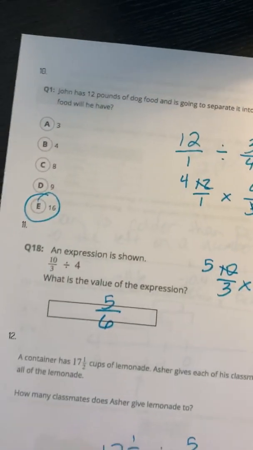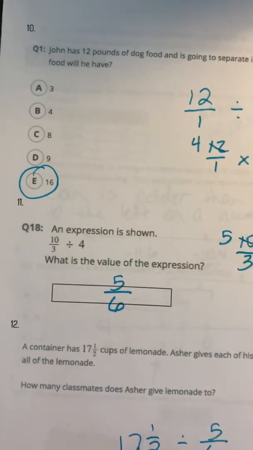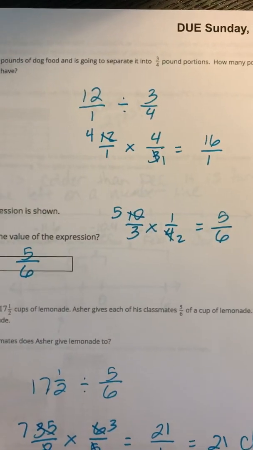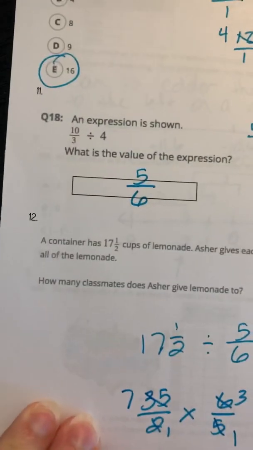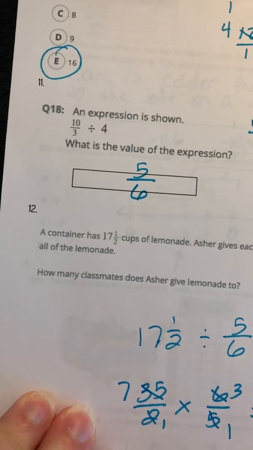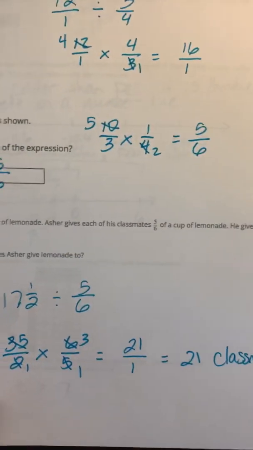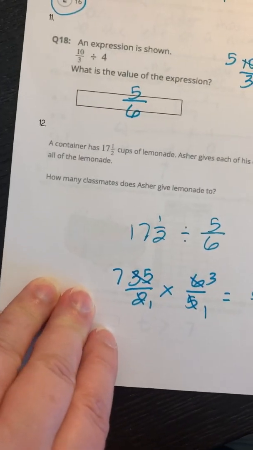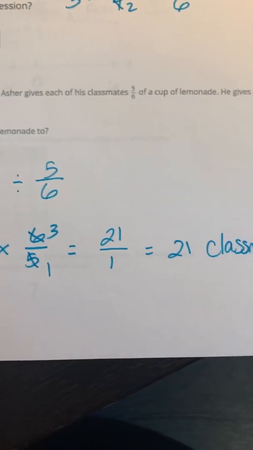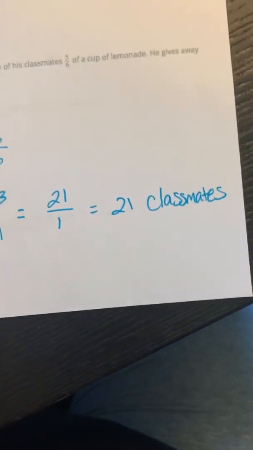Number 10 is the letter E. 16 is the answer. Number 11 is 5/6. Number 12 is 21 classmates can have lemonade.